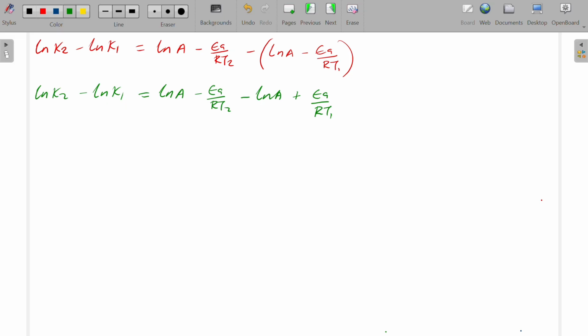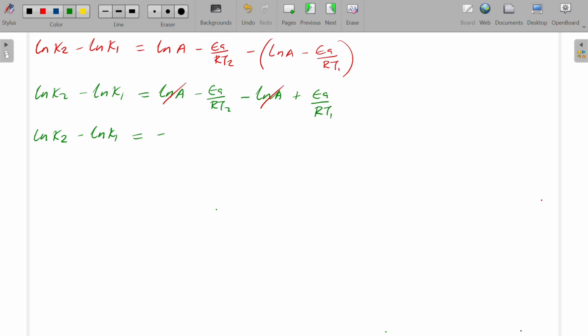All right. So what we have here is natural log of K2 minus natural log of K1. Now on the other side, this and that will cancel, since the signs are different. You can see this is positive and this is negative, and these are like terms. So these two are going to cancel. What will remain is minus activation energy over RT2 added to activation energy over RT1. Since the temperatures are different, we have T2 and T1. These two can't cancel. So let's proceed.